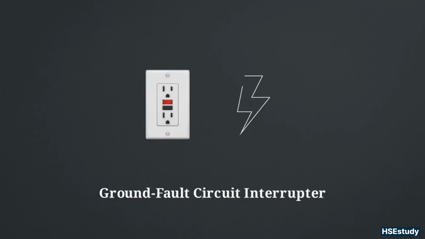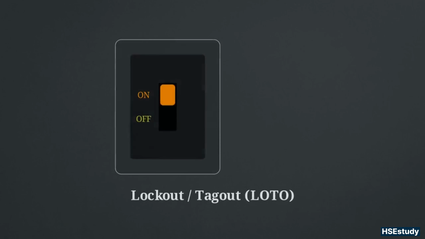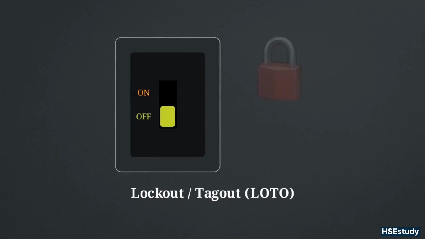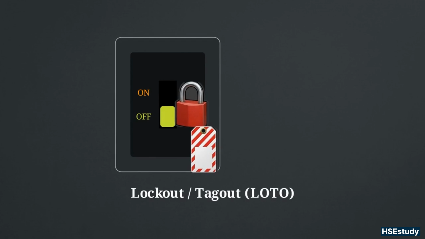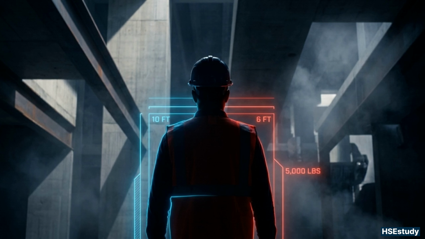When you are dealing with power sources directly, your secondary lines of defense are ground fault circuit interrupters to prevent shock and lockout-tagout procedures to ensure machinery cannot be energized during maintenance. Survival on a site depends entirely on your ability to visualize and respect these invisible numerical boundaries.